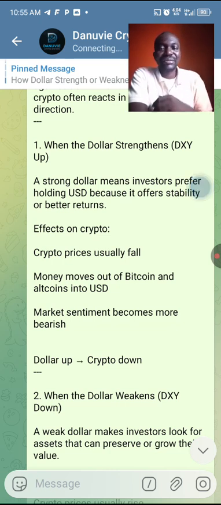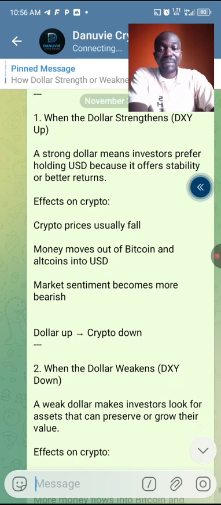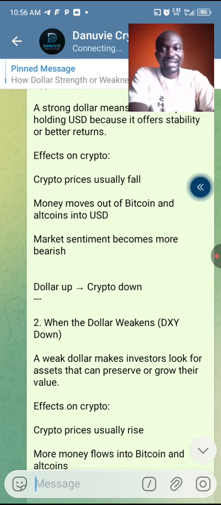If prices are falling in crypto, investors will rather change their money from crypto into USD just to act as a safe haven, so they don't lose the value of their money. So money comes out of Bitcoin and altcoins into USD. Now market sentiment becomes more bearish, like I've said.